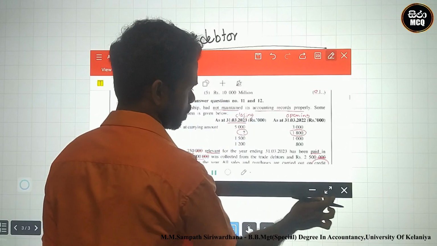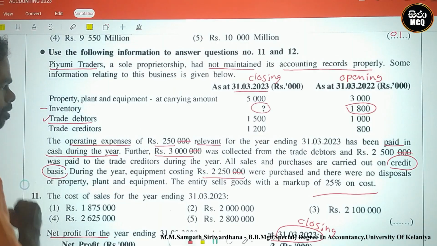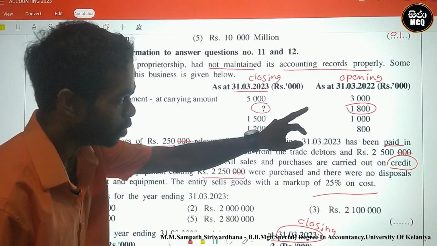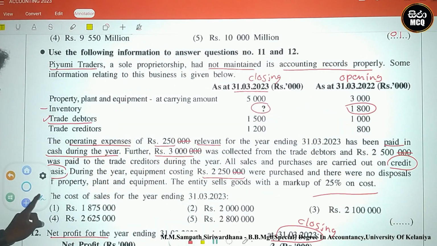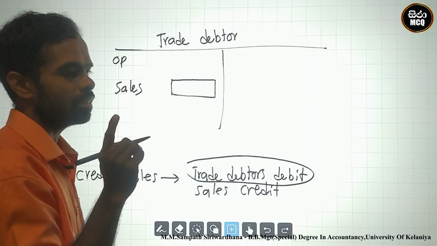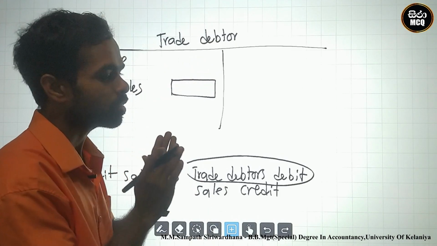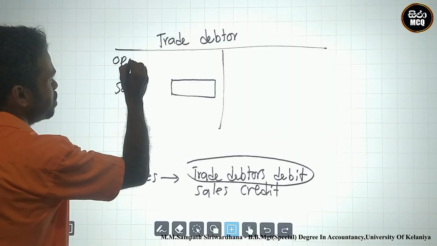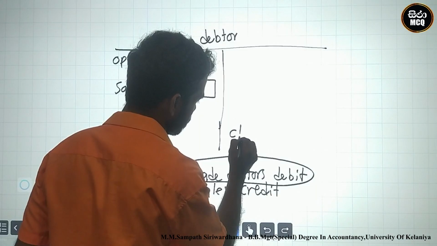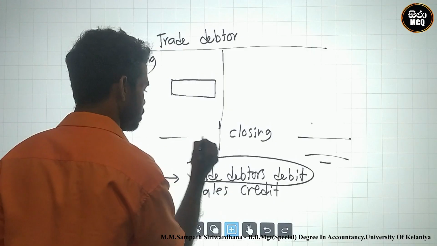Use the trade debtor information. Look here, trade debtor is there. Opening was 1000, closing was 1500. Which side is the debtor's opening? The opening side is this side. Why? Debtors are debit side persons. Therefore opening is there, closing is there, closing balance.